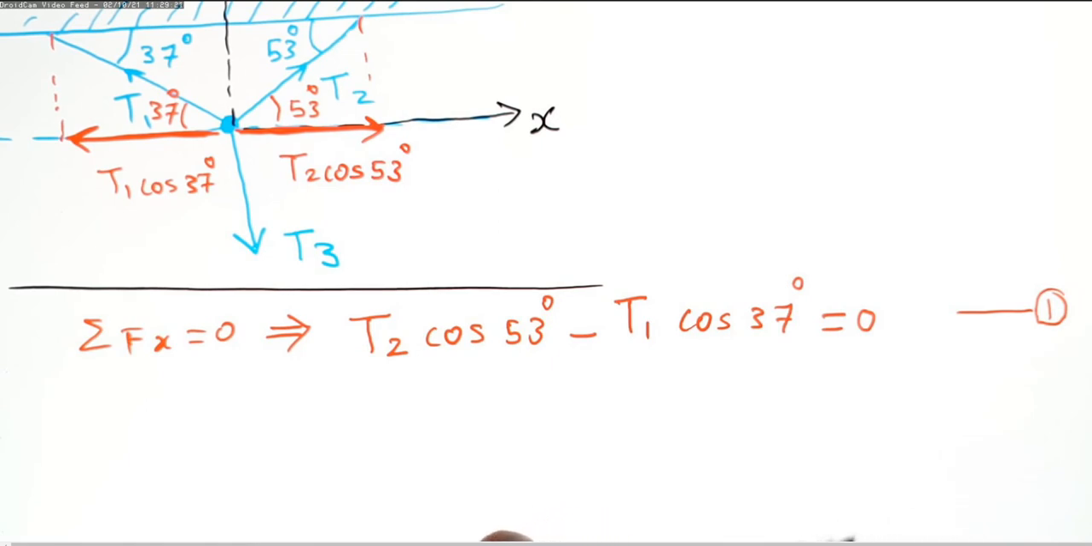No, you can't write cosine 143. No, you have to write it as I said, 37. Any question?